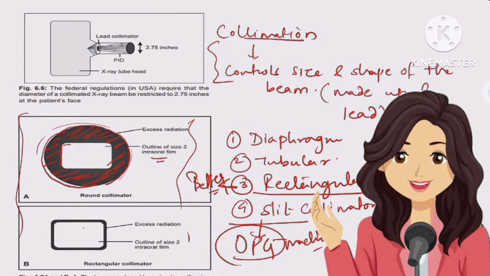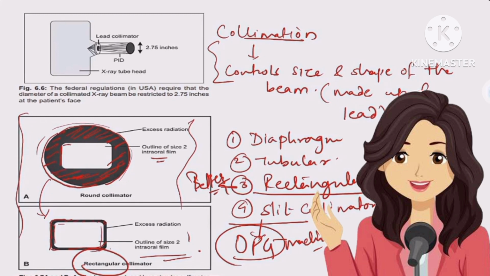All right. Second one we have is the rectangular collimator. The black area shows the excessive area which is getting exposed if we compare it with the round shape. This is the rectangular collimator and the inner white is the size 2 IOPA film. And look at the excessive area which is getting exposed. This is too little as compared to the other area, right? Therefore, the rectangular collimator is better than the round collimator.